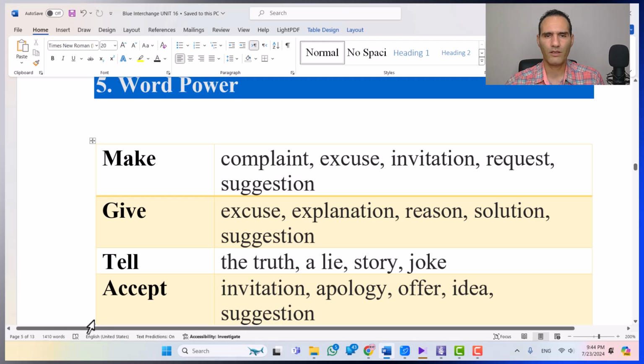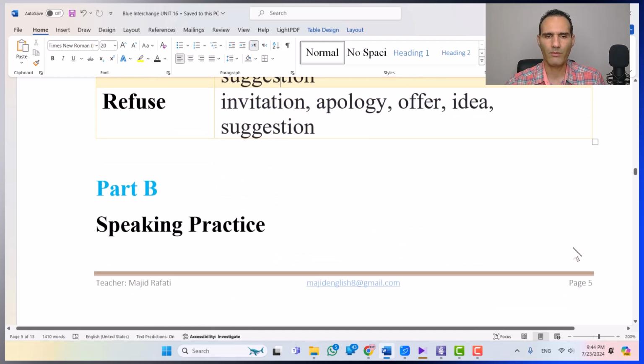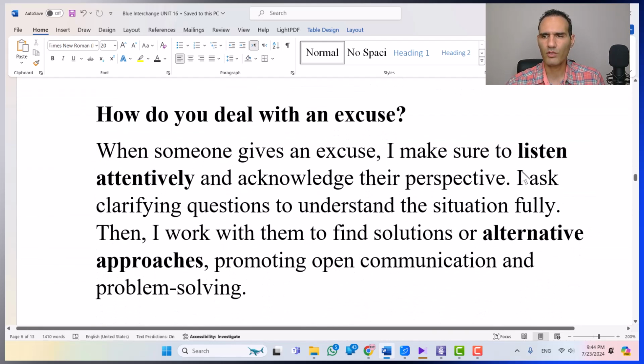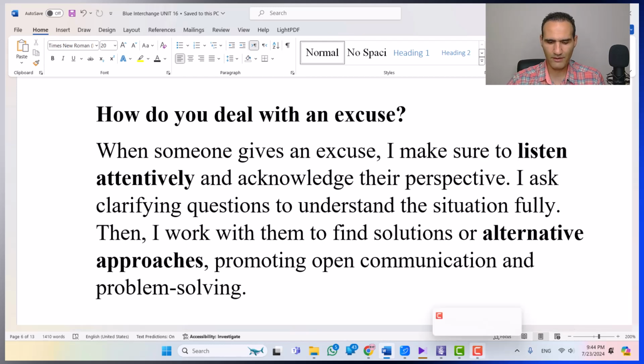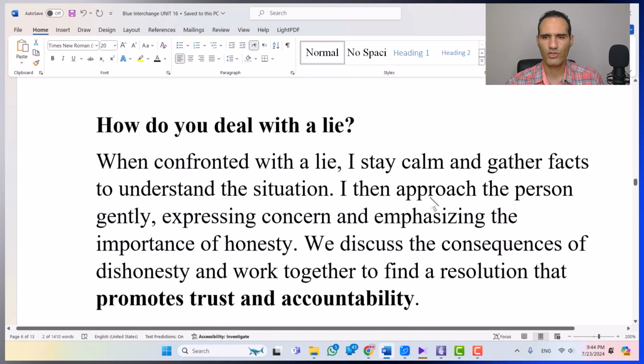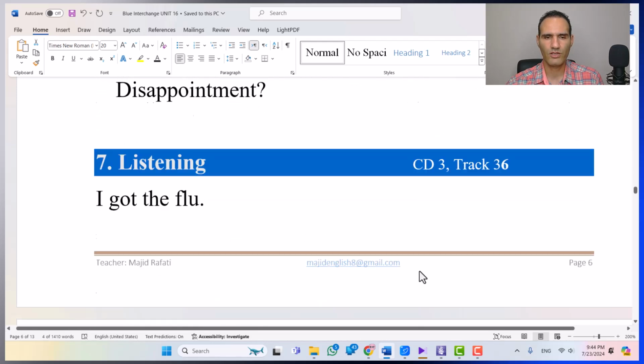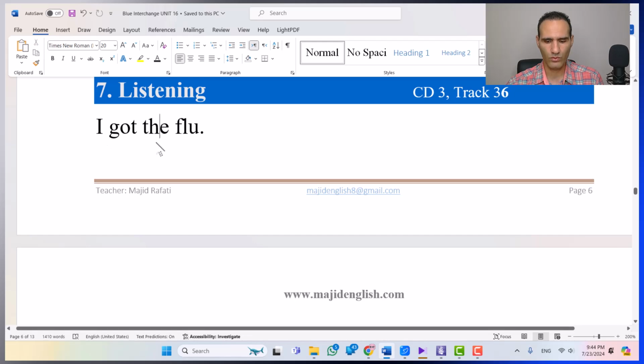Word power, and the collocations here that I told you to take a picture and save it in your vocabulary file. And the beautiful language here, listen attentively or listen carefully, that we talked about. Alternative approaches, alternative ways or suggestions. Here again we had promote trust and accountability or responsibility. Promote was a very beautiful verb, and collocation here. Got the flu, we talked about it.